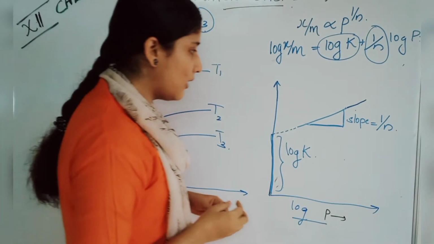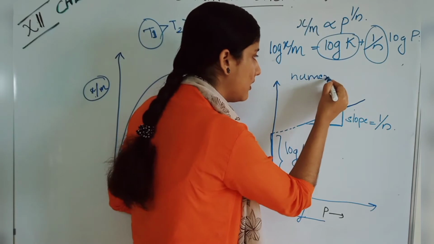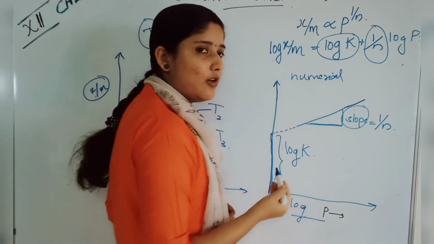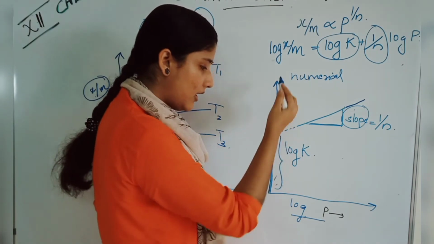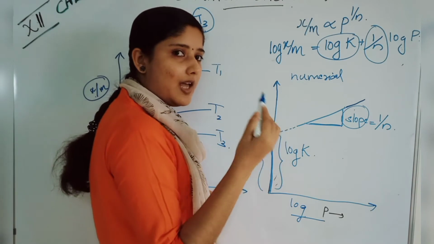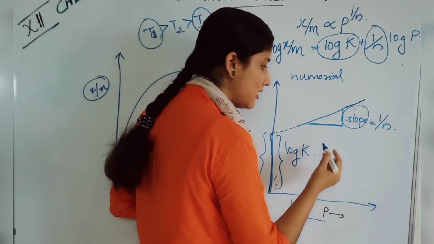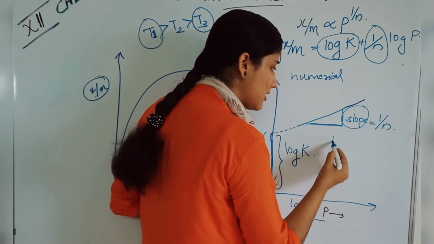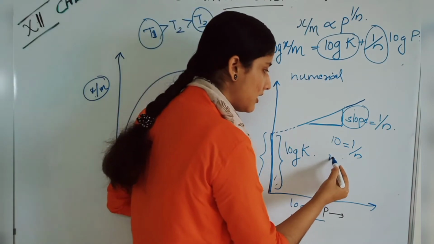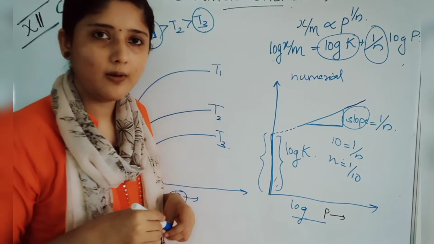Now from this area, how will the numericals be asked? Like if the slope is given, find the value of 1 by n, and also one graph will be given. Here you will get some values. So what is the value of k? Like this, if the slope is given, how can we calculate it? If 10 is the slope, 10 is equal to 1 by n, we can say, where n is equal to 1 by 10. Like this, numericals will come for the exam, okay?